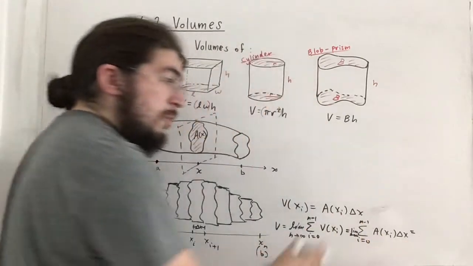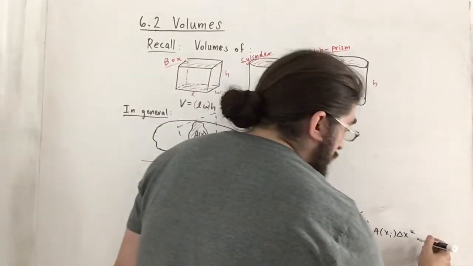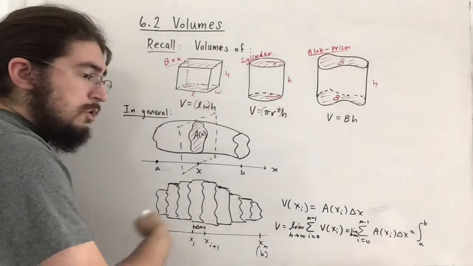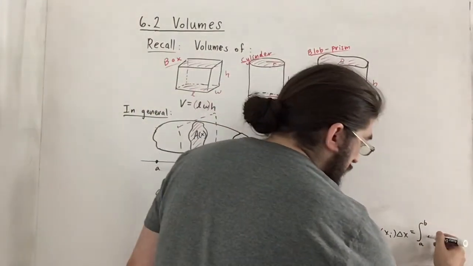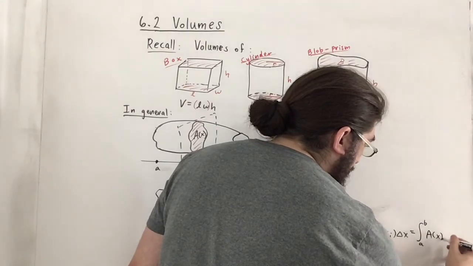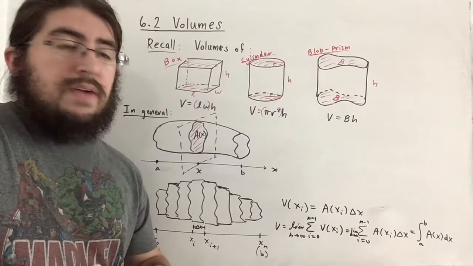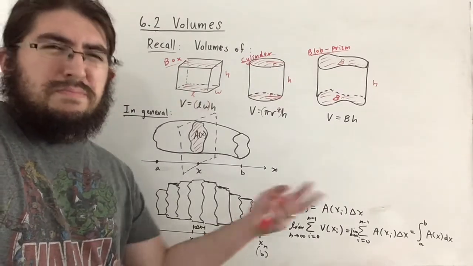But notice this is just a Riemann sum, and we can write this, of course, as the integral from our leftmost endpoint, or rightmost endpoint, a to b, in other words, of the area A of x dx. Very cool. So in other words, the integral of area is the volume, basically.